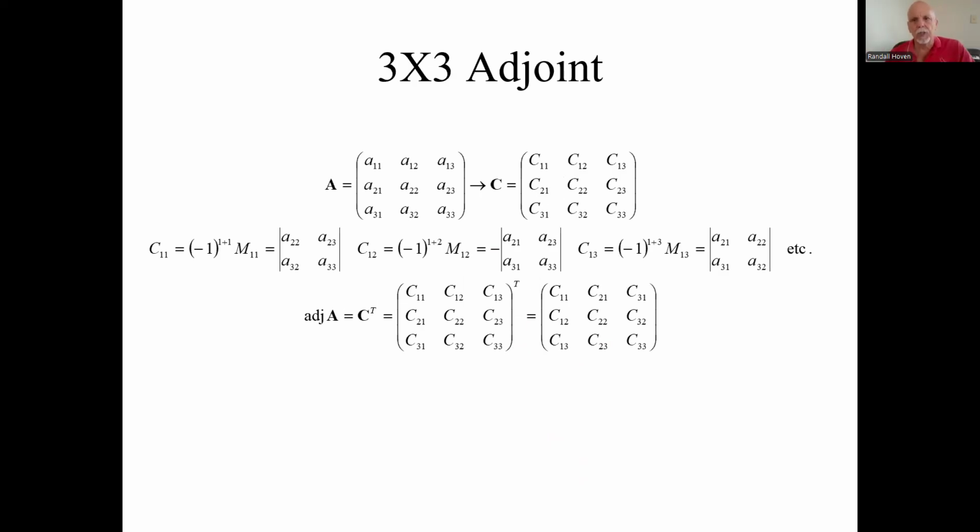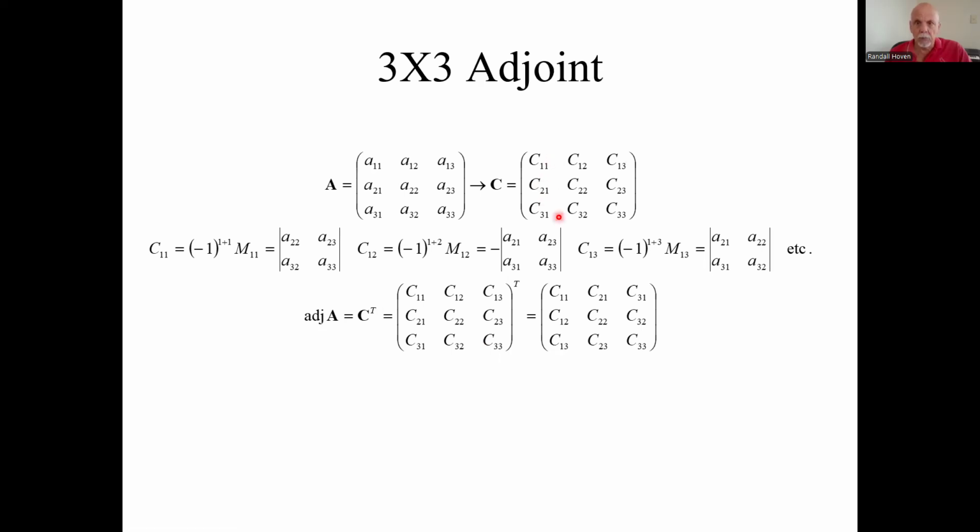For 3 by 3, you're stuck with a lot of computation. If you've got a 3 by 3, you've got 9 cofactors you've got to compute, each one being a 2 by 2 determinant. The cofactor for the 1,1 term is going to be this guy. Each cofactor has a little 2 by 2 determinant. You've got to calculate all those.